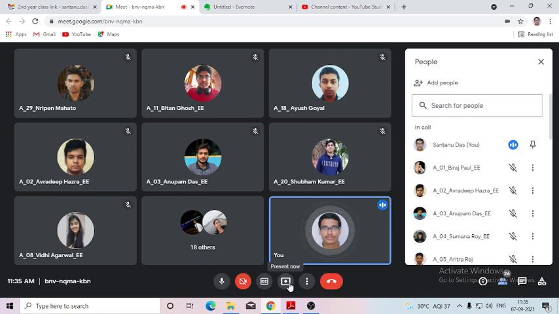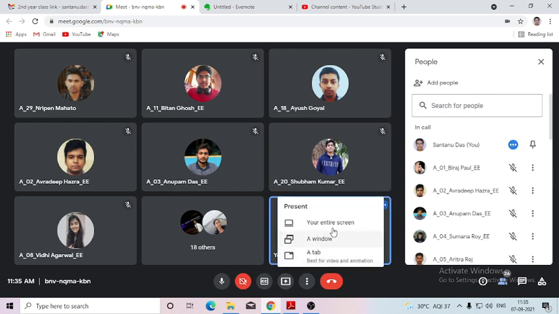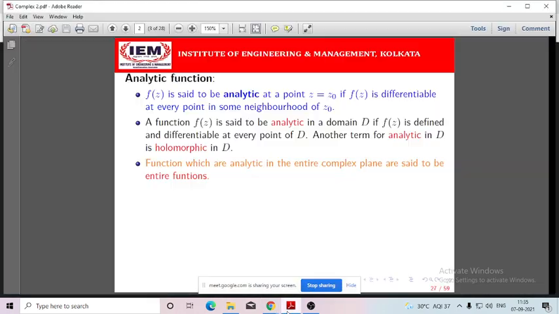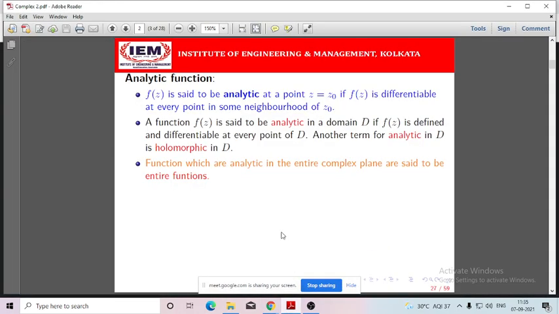So today we'll be studying how to check whether a given function is analytic or not and what the conditions are. So can you see the screen? Yes, sir. Okay. So all these things I have discussed in the last class.